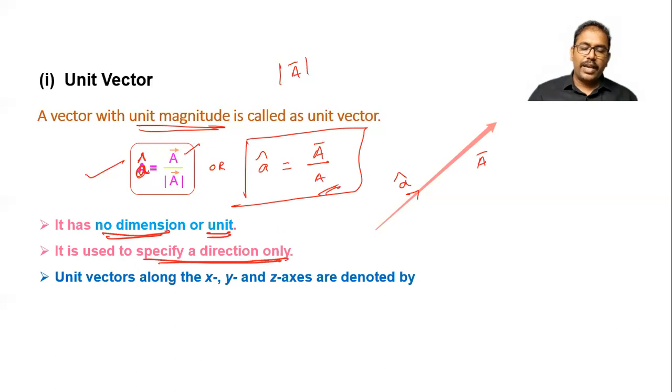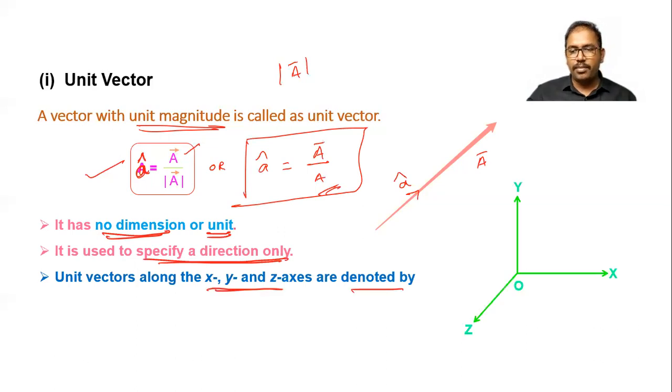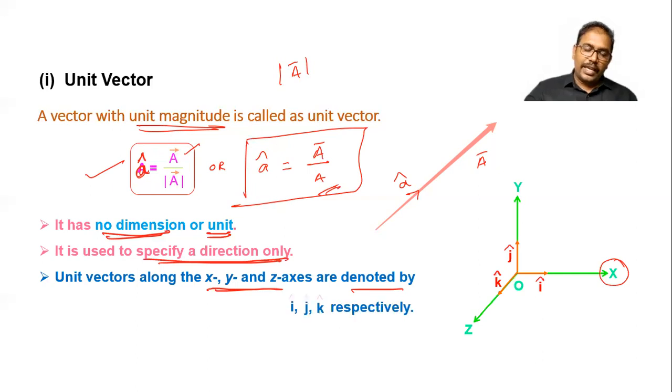Unit vectors along the x, y and z axes are denoted as follows, and this is very important to remember. The unit vector in the direction of x is I cap, I with a cap on its top. The unit vector in the direction of y is j cap. The unit vector in the direction of z is k cap. So I cap, j cap, k cap are the unit vectors in the direction of the x, y and z axes respectively.